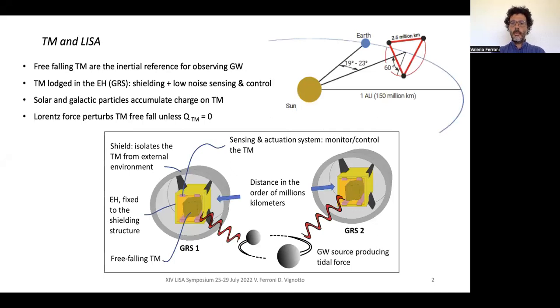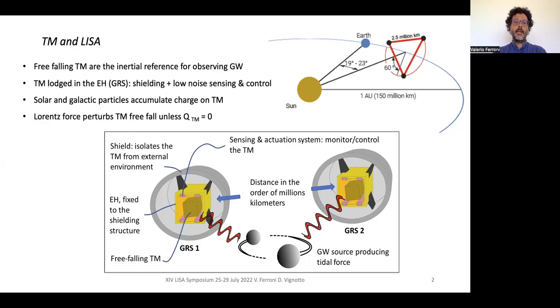LISA will observe gravitational waves, monitoring the strain between a couple of free-falling test masses. Test masses are lodged in the electrode housing that provides shielding from electromagnetic disturbances and provides low noise sensing and control. And this constitutes the GRS, the gravitational reference sensor of the spacecraft.